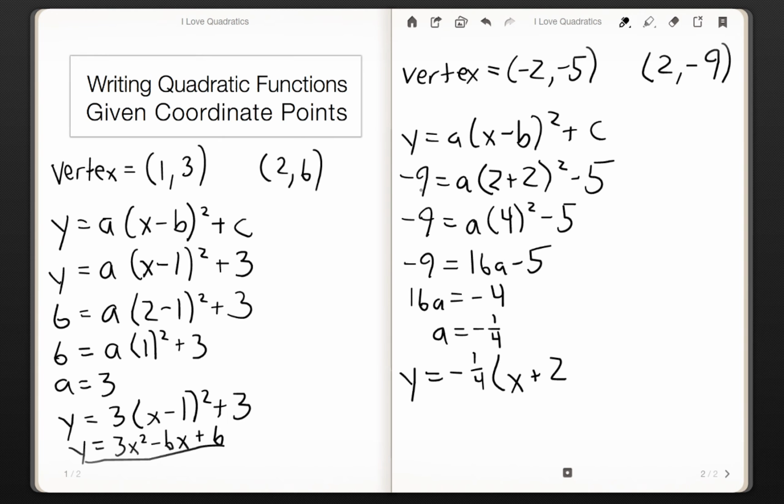So we're taking this equation and substituting in for a, b, and c. And we have b is -2, but since it's minus -2, it's plus 2, squared, minus 5. Now we want to convert to standard form.